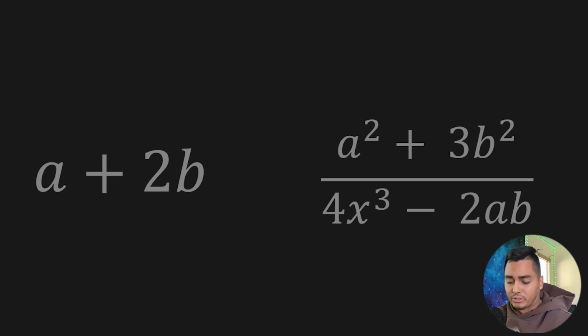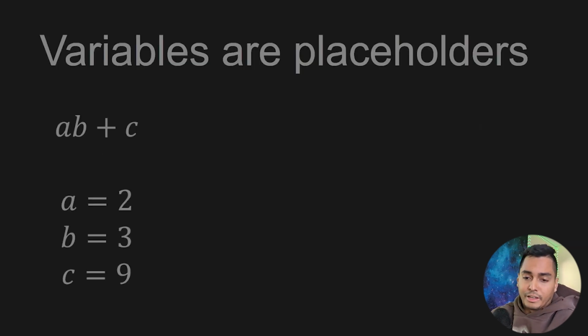Alright, in this video we're going to learn how to evaluate expressions using variables, and we're going to start easy. We're going to start with expressions of the form a plus 2b, and progressively get more and more difficult until we get to expressions of the form, in this case, a squared plus 3b squared over 4x cubed minus 2ab. Okay, and if that doesn't make sense, variables are just placeholders.